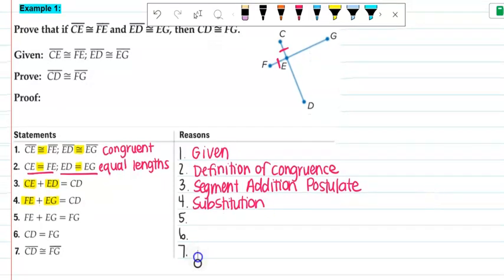Then continuing on, FE plus EG. So we're looking at the two smaller pieces of this segment. FE and EG together give us FG, which again, we're adding two segments together to give us a larger segment. This is our segment addition postulate.